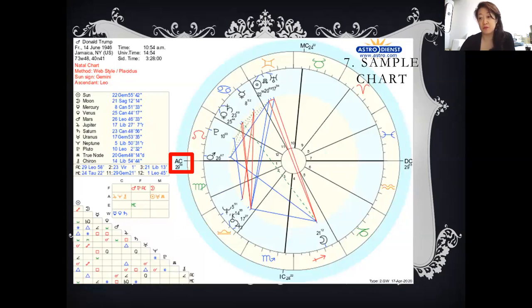I don't know, you may or may not agree, because there's a lot of black and white over Trump. Either you're supporting him all the way or you really hate him with your guts. So there's a very strong polarity here. But anyway, 29 degrees, if you take away 24, sorry, hold on, let's go back. 29 degrees minus 24 would be Leo 5 degrees.